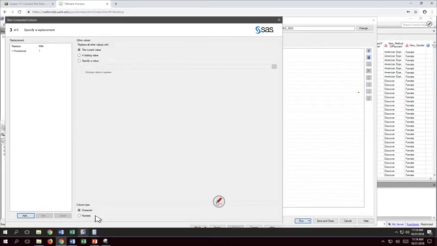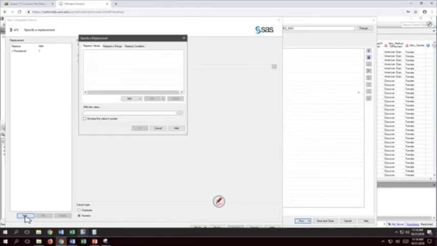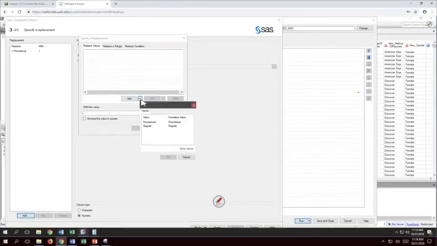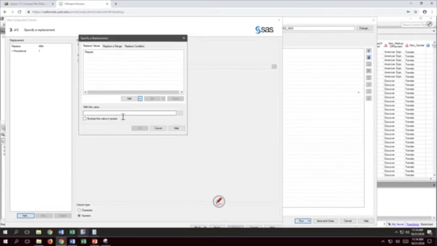Okay. You can also come down here where it says column type and change it to numeric. So promotional is going to be 1. I'm going to go back and I'm going to add. And I'm going to select regular. And regular is going to be 0. Click OK.